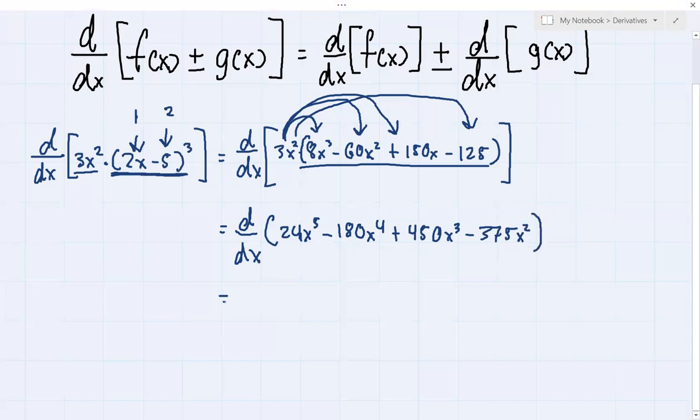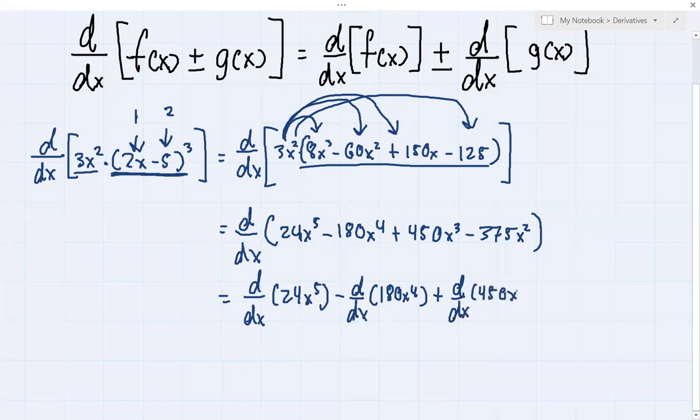Now, we can differentiate each of the given terms. So, meron na tayong derivative ng 24x raised to 5 minus derivative ng 180x raised to 4 plus derivative ng 450x cubed and minus derivative ng 375x squared. That's it. Now, let's differentiate them one by one.